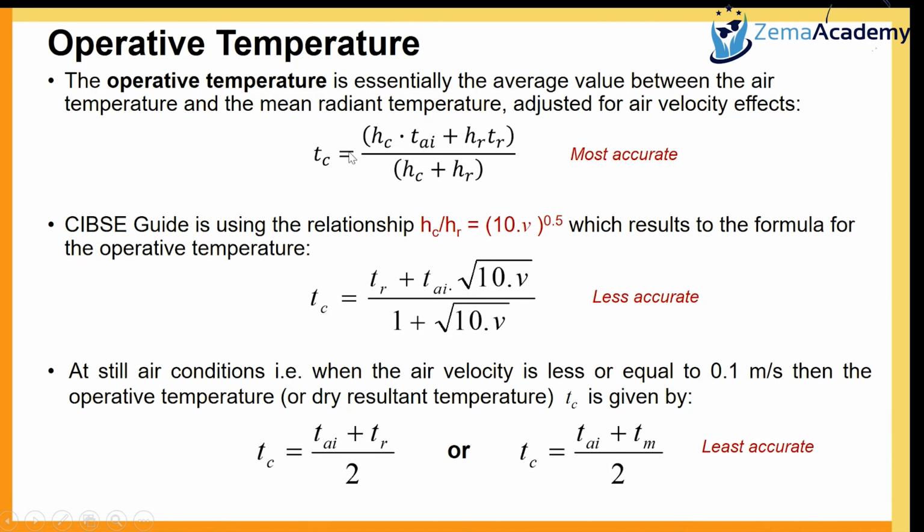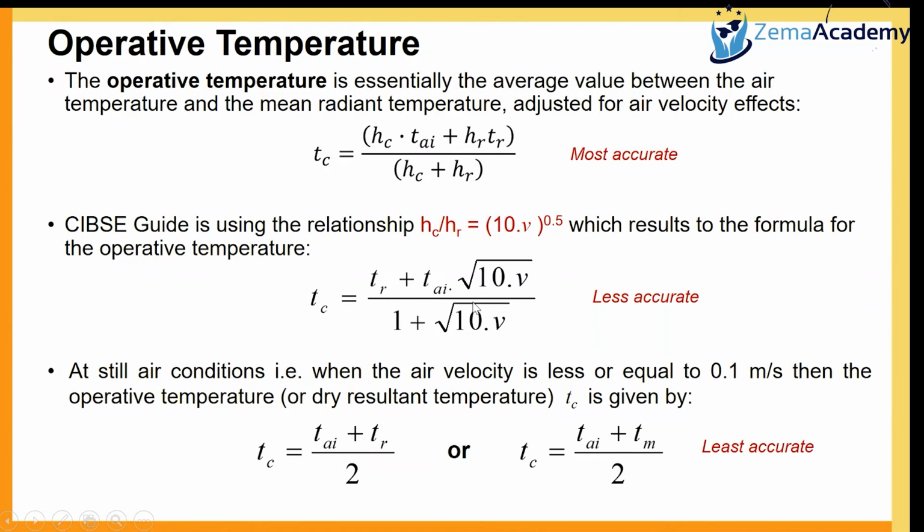So in order to solve this equation, CIBSE has got a relationship in the CIBSE guide. You can see over here where they have related the ratio of convective heat transfer coefficient and radiative heat transfer coefficient with the velocity of air within the space. This v is representing velocity of air. Okay. So with the help of this relationship, you can substitute the value in the top equation and simplify, and that's where you will get the second equation.